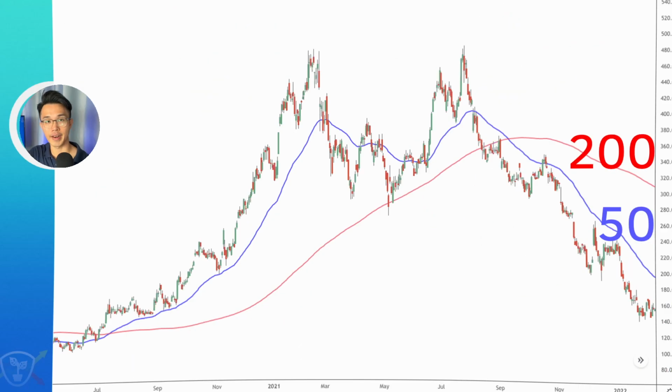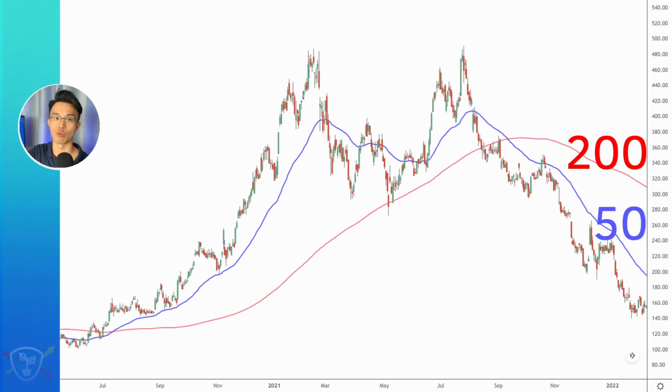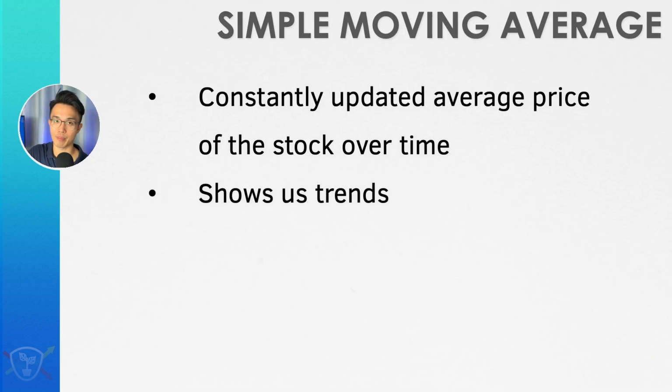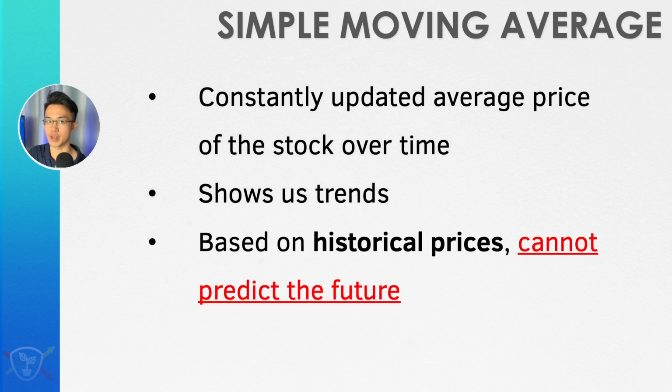Maybe. And likewise, when a smaller moving average moves below a larger moving average, it could signal to us that an uptrend is about to end and maybe a downtrend is about to begin. But again, maybe. However, one very important thing to note is that moving averages are derived from historical prices, which means they merely tell us what has already happened before. They don't have any ability to predict what's going to happen in the future.